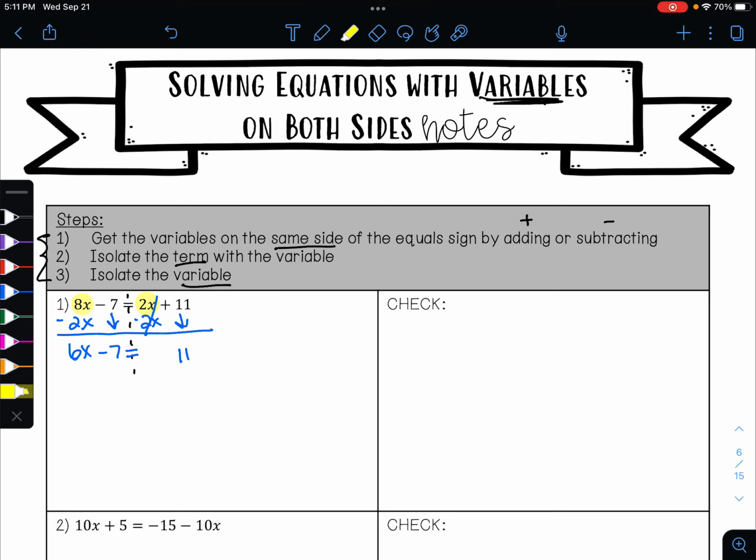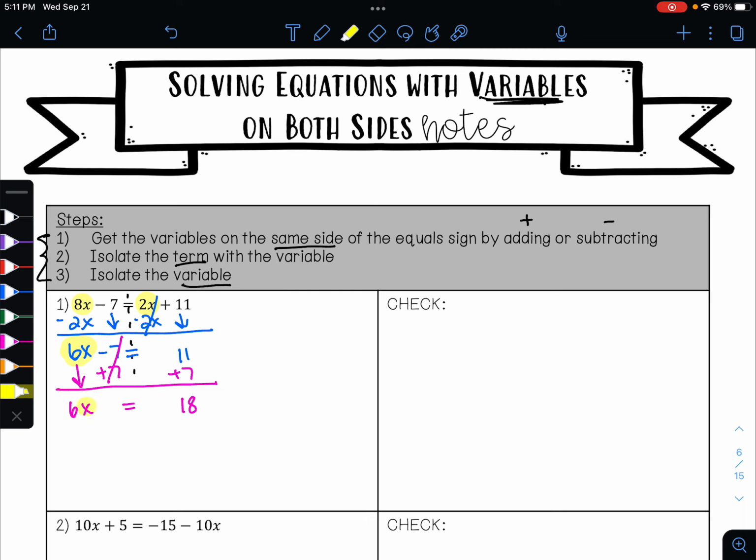Now I only have one term with a variable. So now I want to get that term with the variable by itself. I'm subtracting 7 from 6x. To undo subtraction, I'm going to do addition. So I'm going to bring down my 6x. Negative 7 plus 7 is 0. I'm going to bring down my equal sign. 11 plus 7 is 18.